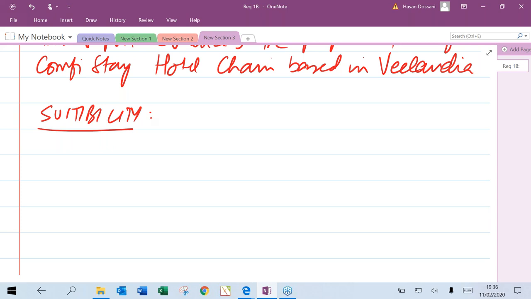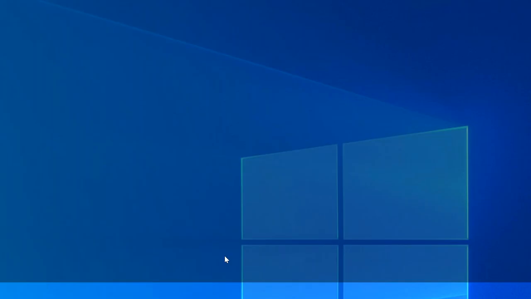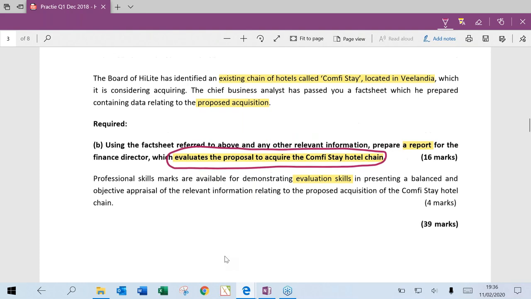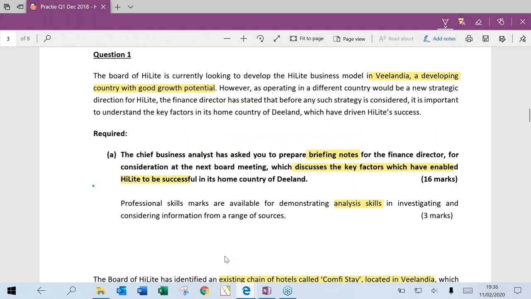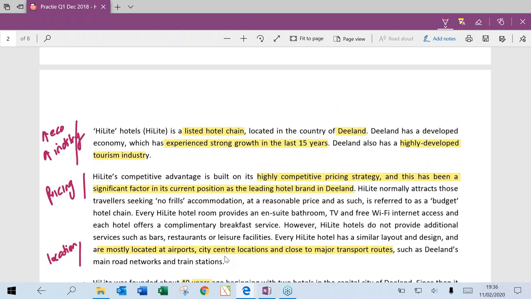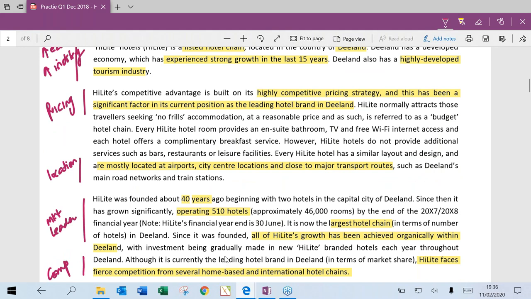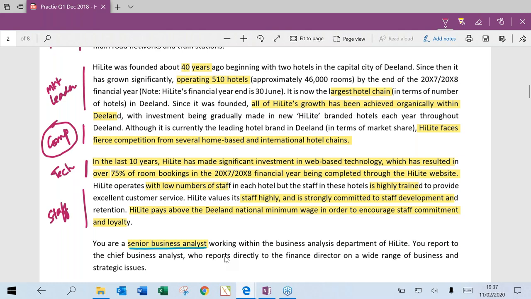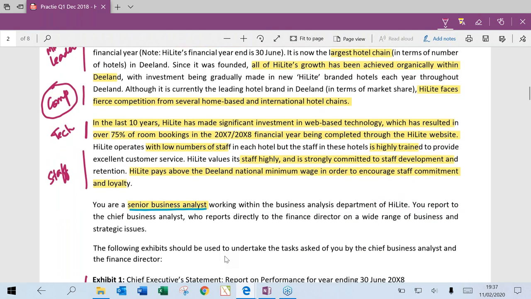So what are the challenges we are facing in the home country? I mean, we know all the good things, brand and staffing and location and pricing, but I read somewhere that there is a fierce competition. Remember, economy is good, industry, pricing, location, marked here. You see how my referencing helped me? I was immediately able to spot where I read something about competition. So read this line: Highlight faces fierce competition from several home-based and international hotel chains. And I like this word, fierce competition. I can use this in my sentence.